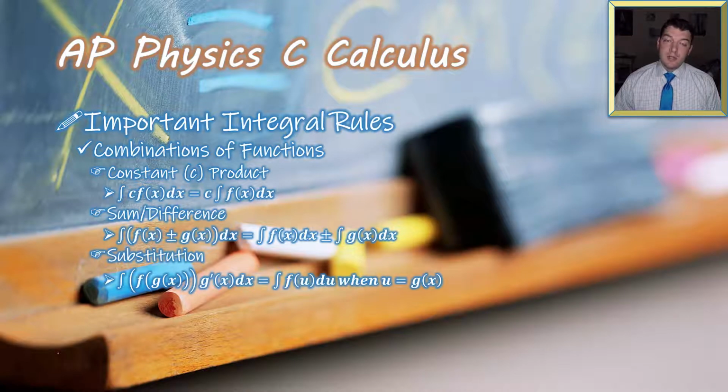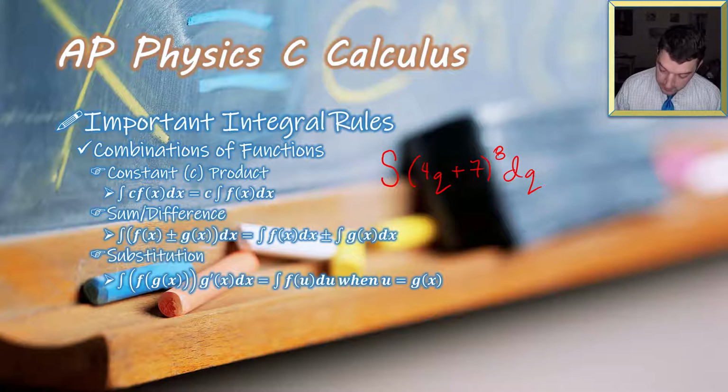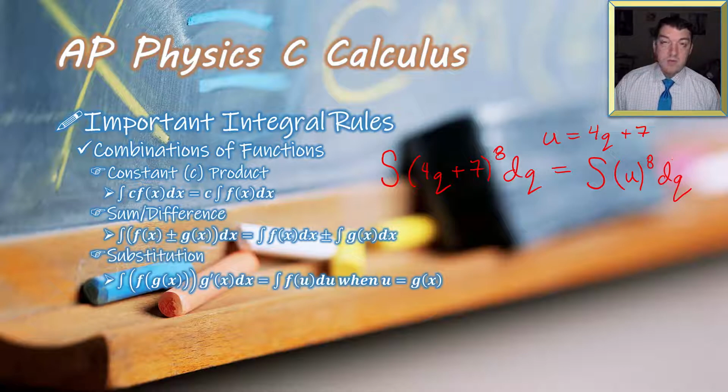As our first introduction to the substitution process, we're going to do a relatively straightforward example. Let's find the integral of 4q plus 7 to the 8th in terms of q. If we make u equal to 4q plus 7, then we can do the integral of u to the 8th in terms of q. There's a little bit of an issue here, though. We're trying to integrate u in terms of q, and we can't because u is not q. Those are different variables. However, we see what u is equal to up here, and we can find the derivative of u in terms of q.